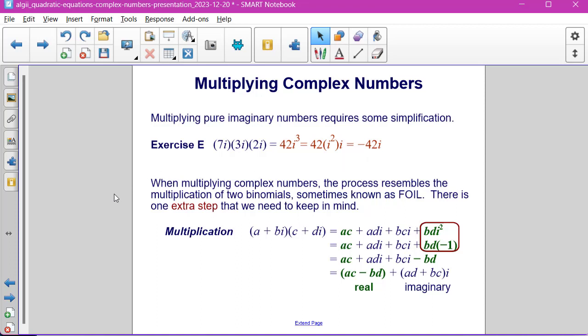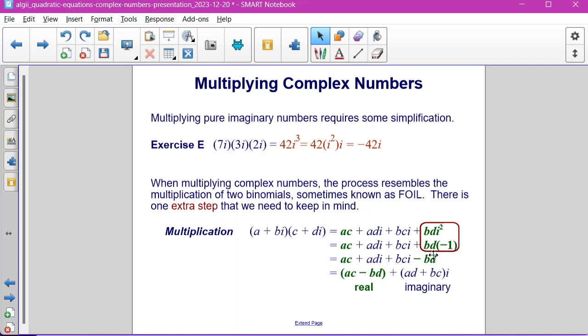Also, when multiplying complex numbers, the process resembles the multiplication of two binomials, sometimes known as FOIL. So if you had a plus bi times c plus di, you would have to multiply a and c together. Then you'd have to multiply a times di together. Then you would do bi times c, or b times c times i. And then you would multiply b times d times i, which is b times d times i squared.